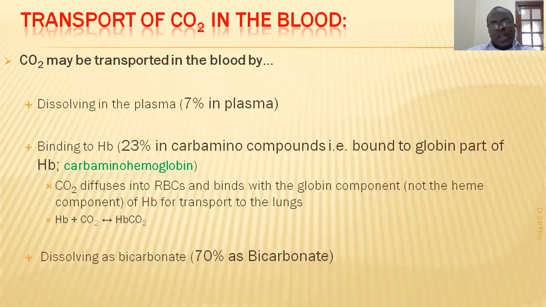It will undergo a reaction by the help of carbonic anhydrase. And this carbonic anhydrase is going to facilitate the reaction. Carbon dioxide will react with water, giving you carbonic acid. That carbonic acid is very unstable, so it will dissociate into bicarbonate and hydrogen ions. The bicarbonate will be transported by plasma. So it will diffuse back into plasma, then to be transported as dissolved bicarbonate in plasma.